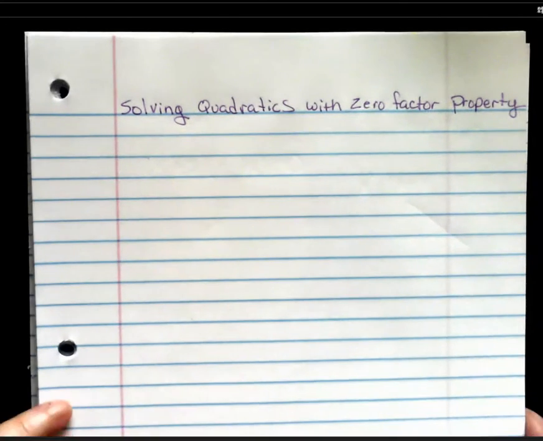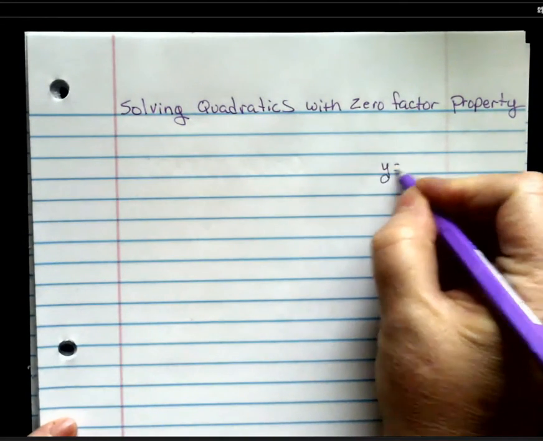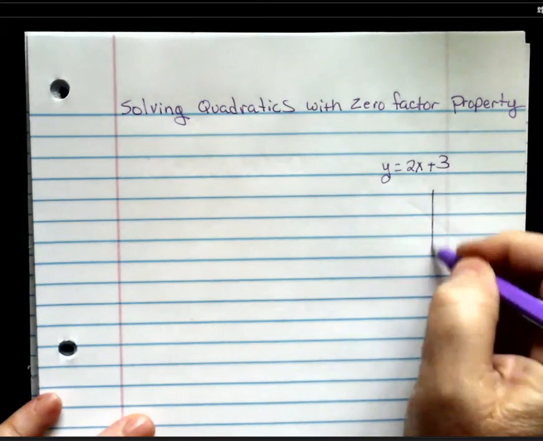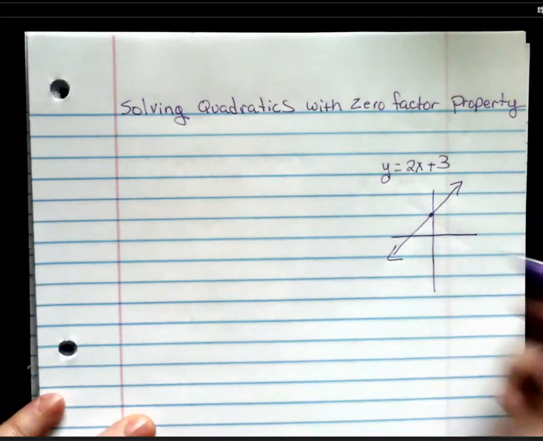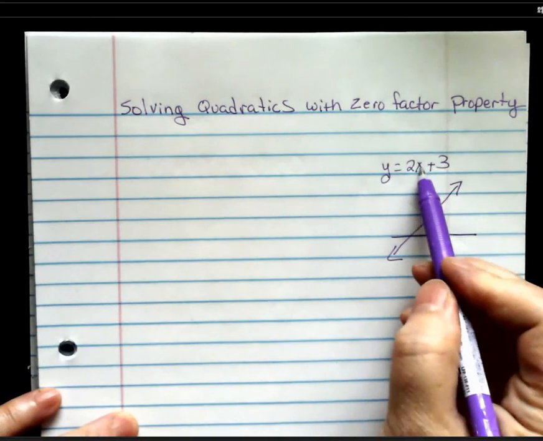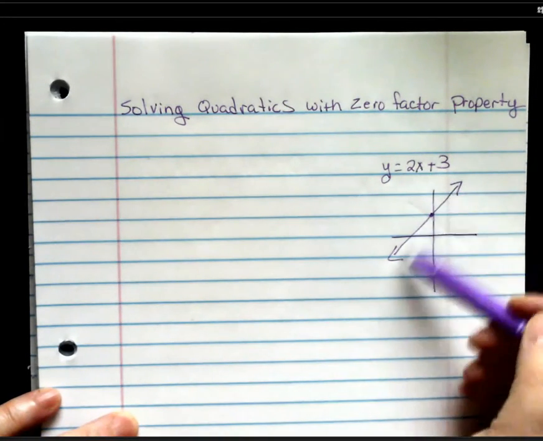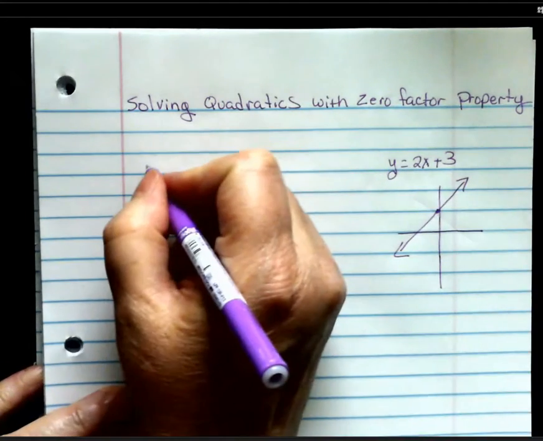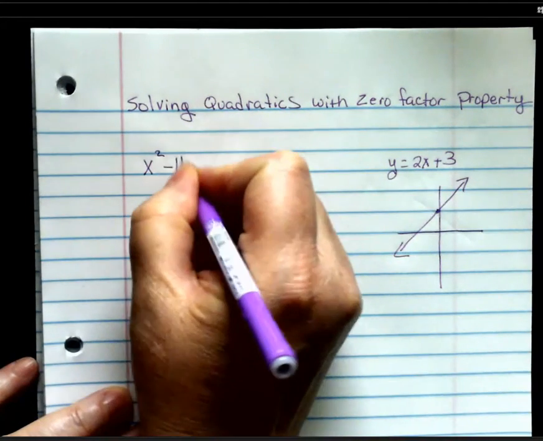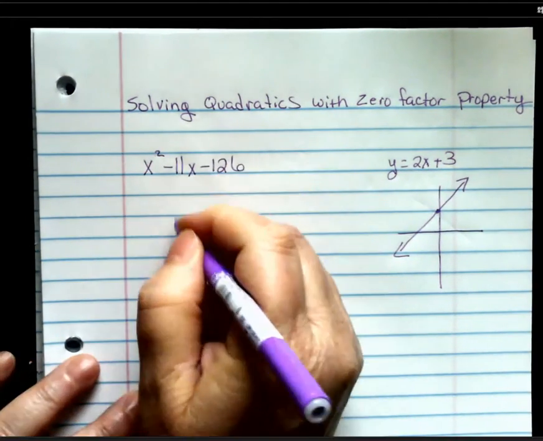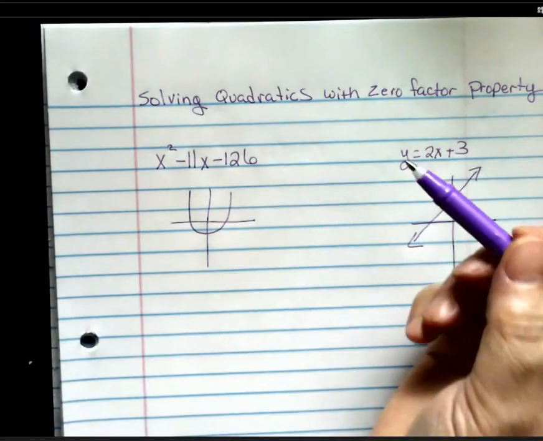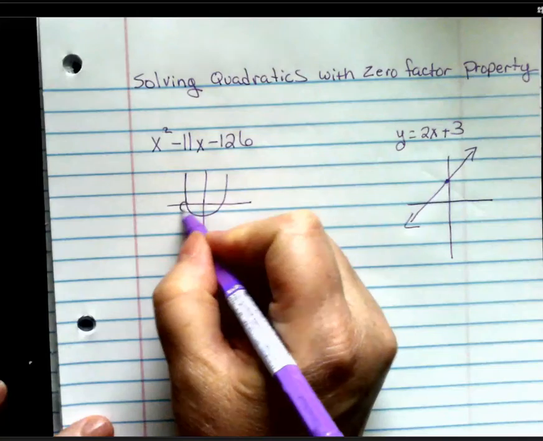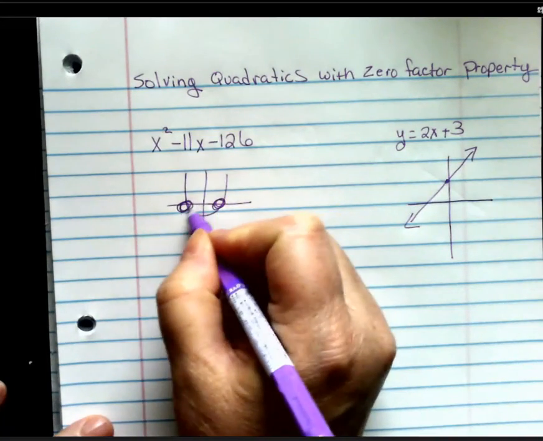Okay, so today we're going to talk about solving quadratics with the zero factor property. If you recall, when we graphed a line, y equals 2x plus 3, it would look like this. Well, when you have one variable, one single x, it's going to be a straight line. In our quadratics, when we're graphing our quadratics, this is going to look like this type of a graph. It's a parabola. When we solve quadratics, what we're doing is we're finding where the x-intercepts are.